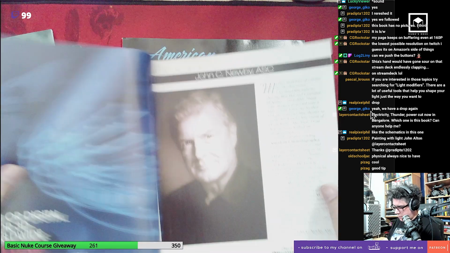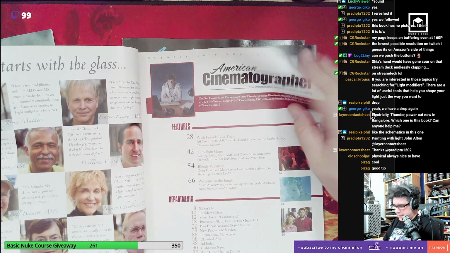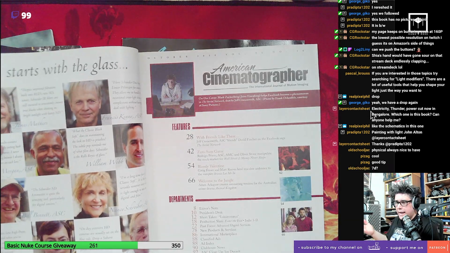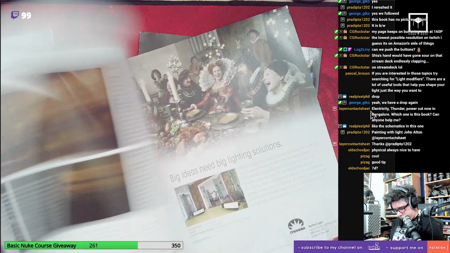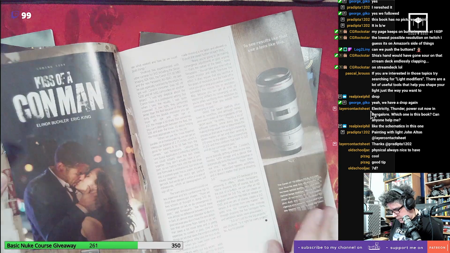Let me just show you another one here. I know this is not a book. It's a magazine. I know that. But David Fincher, who is one of the best directors in the world, and how he did The Social Network. I'm going to just go in here.